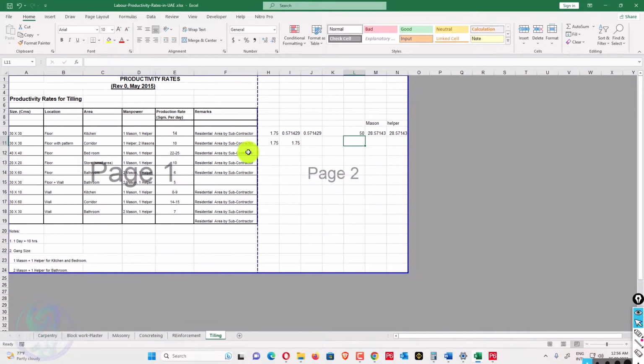So if we have 50 square meters of work, how much time will this mason and helper take? It is equal to 50 divided by 1.75. The answer will be 28.57143. Here we have divided, and you can see here we have multiplied. So there are two types of productivity rates which I explained at the start. This is the most used labor productivity rate in the UAE.